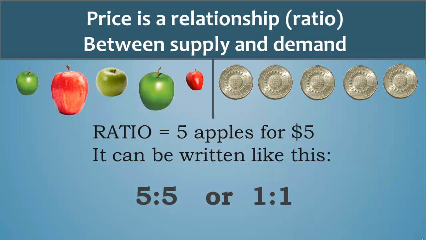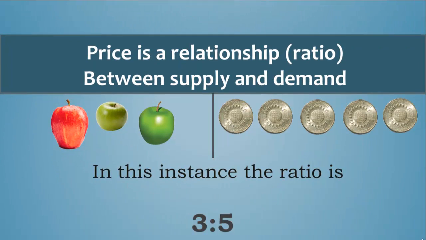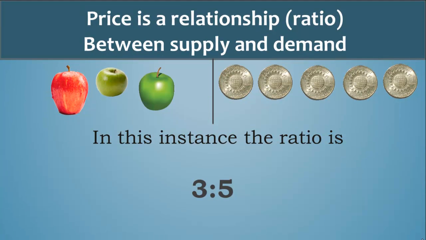When the ratio is between money and another item, it allows us to express it as a price. I can get 5 apples for $5, or I can say it like this, I can get 1 apple for $1. Or the way we would normally say that, apples cost $1 each.